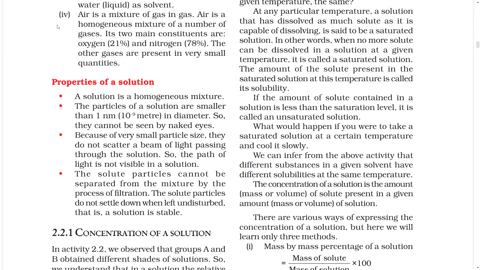Properties of a solution. A solution is a homogeneous mixture. The particles of a solution are smaller than 1 nm (10 to the power minus 9 meter) in diameter, so they cannot be seen by naked eyes. Because of very small particle size, they do not scatter a beam of light passing through the solution, so the path of light is not visible in a solution.